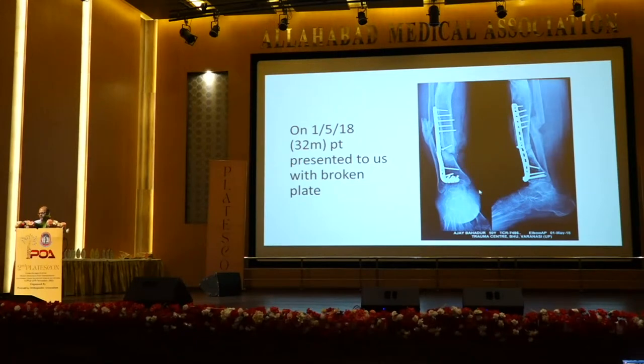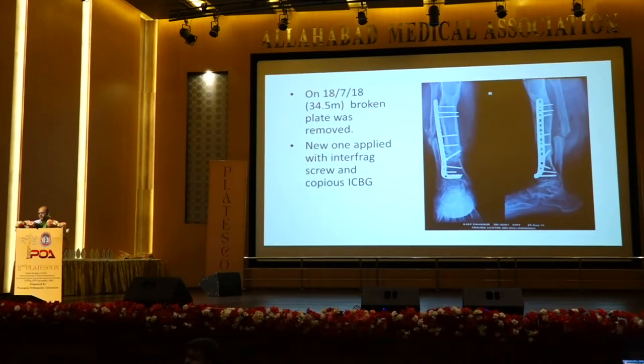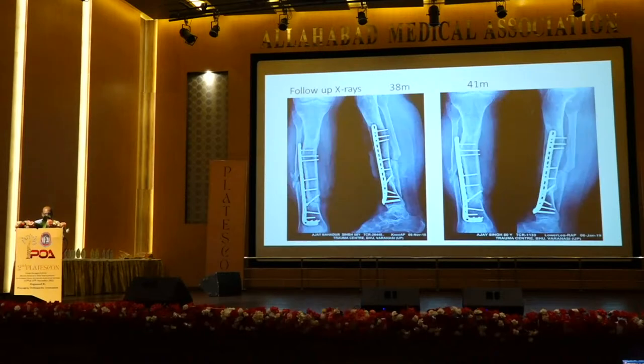But on table, we found that this patient otherwise has fairly good bone quality. So we revised the entire plate. So this time we used a plate which spans the whole bone. I actually wanted to go up right across to the proximal fragment, but we didn't have a plate long enough for that. So we did another plate and we did copious bone graft and we used a proper new interfragmentary screw and copious ICBG, right?